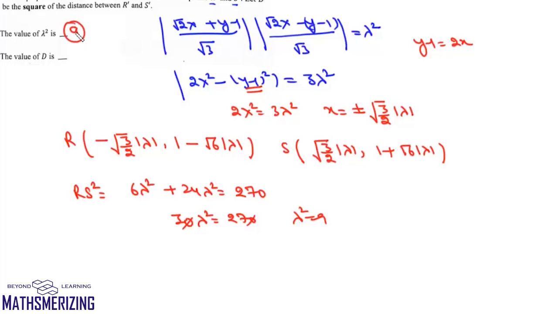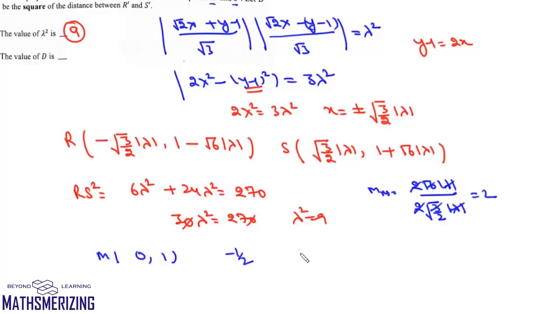Now we need to find the perpendicular bisector of RS. First we will find the midpoint of RS, and this midpoint will be (0, 1). And if we find the slope of this line, then the slope of RS will be (y2 − y1)/(x2 − x1), so it will be 2√6|λ| divided by 2 into √3/2 |λ|. Now this lambda will cancel, this 2 will cancel, this √3 will also cancel, so this slope will be equal to 2. So the slope of R'S' will be −1/2.